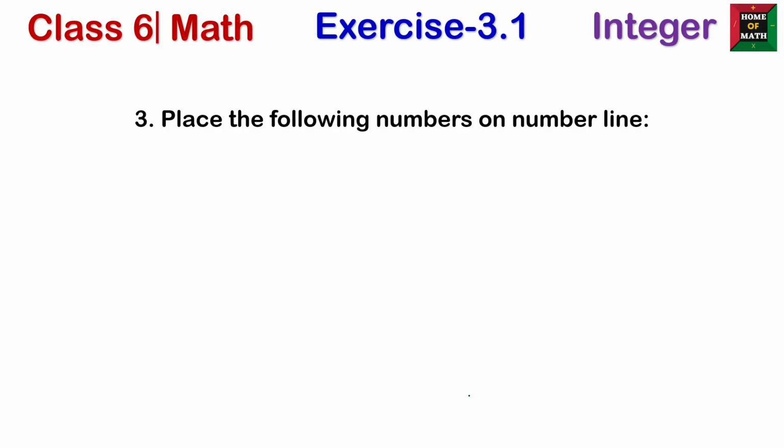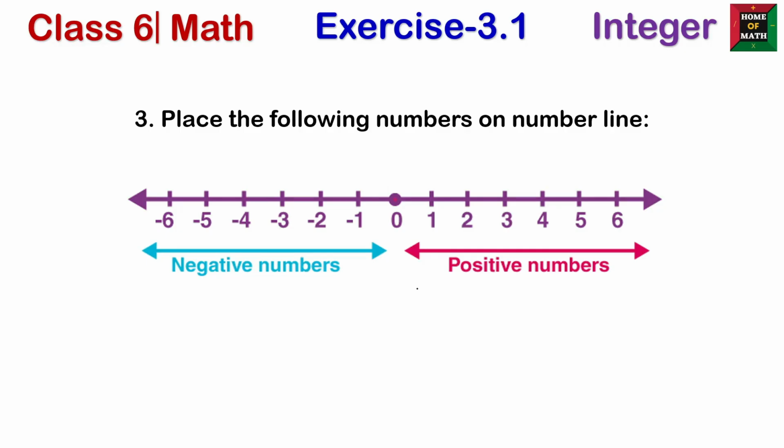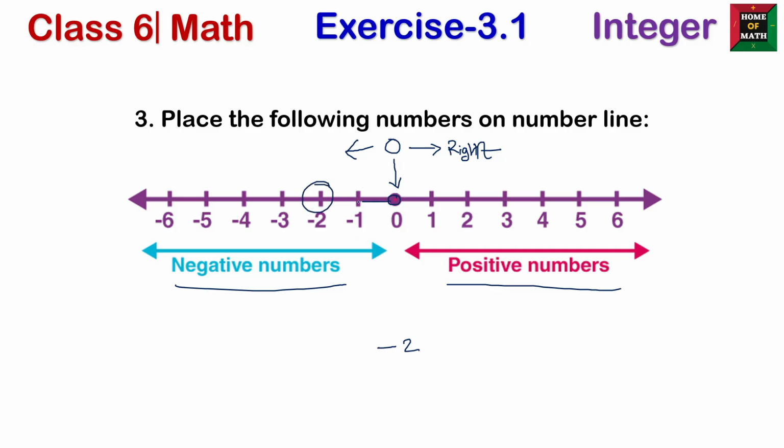Place the following numbers on number line. It's a very important thing. Look, you have to understand everything. So a number line, the middle number is 0. Right side is a positive number, left side is a negative number. Okay, so suppose if anybody says minus 2, so this is minus 2. So 0 to minus 2 like this.